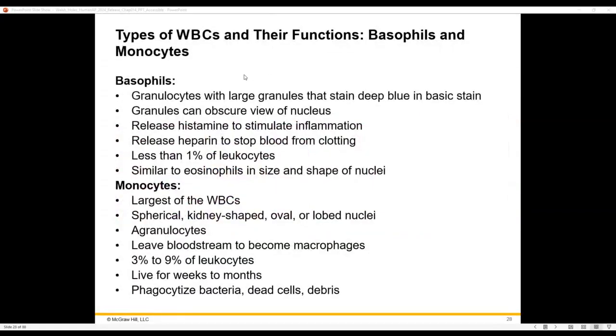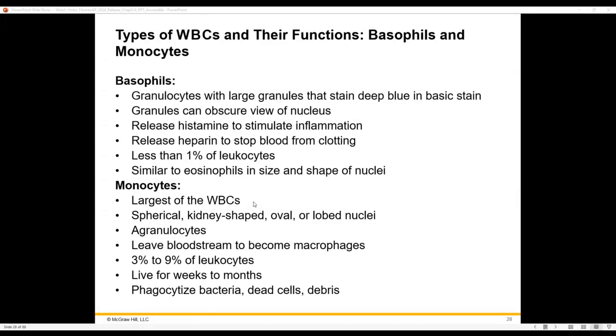Okay, the basophils. These are granulocytes with large granules that stain deep blue in basic stain. Granules can obscure a view of the nuclei. It releases histamine to stimulate inflammation. It releases heparin to stop blood from clotting. This is less than 1% of the leukocytes, though. It's similar to an eosinophil in size and shape of the nuclei.